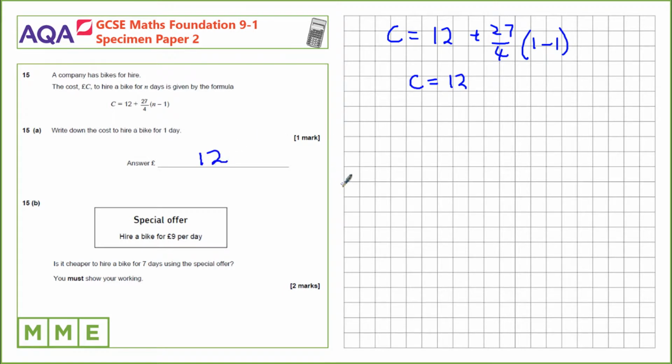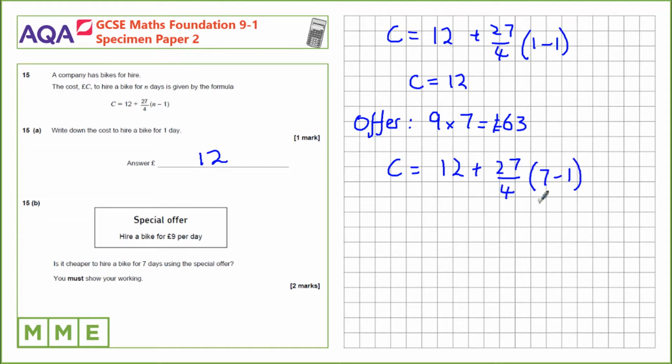15b. We have a special offer. We get to hire a bike for £9 per day. Is it cheaper to hire a bike for 7 days using the special offer? So first, let's calculate the offer price. £9 a day is 9 times 7, which is £63. Now let's calculate for 7 days using the formula. C equals 12 plus 27 over 4 times 7 minus 1. So the cost here is £52.50, and it is not cheaper to use the offer.